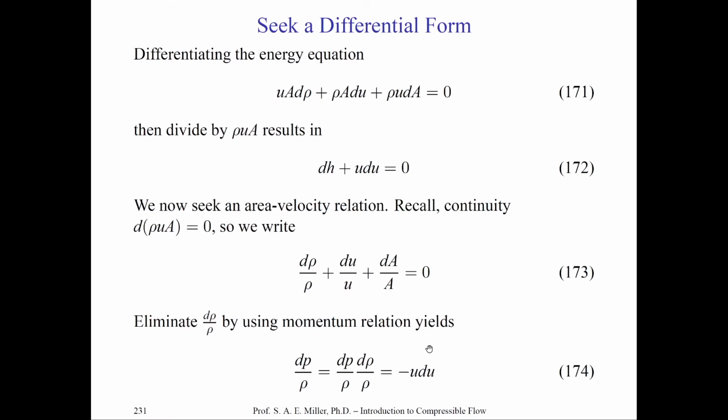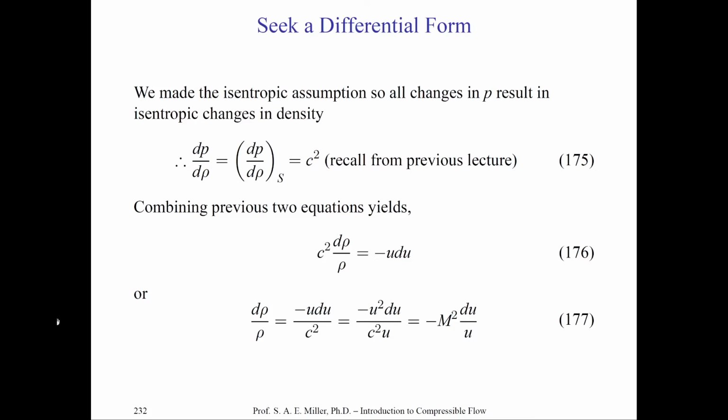Remember that we made the isentropic assumption, so all changes in pressure must result in isentropic changes in density. This is why our speed of sound formulation was so important. And if you recall the previous class, we derived the isentropic relation of pressures and densities with the speed of sound. Recall that equation, and I've written it here for your convenience. It's dp over d rho, isentropic, is equal to the speed of sound squared. Remember, c is the speed of sound. In this case, we can write c equals the square root of gamma RT if we so desired, but let's just leave it there for now.